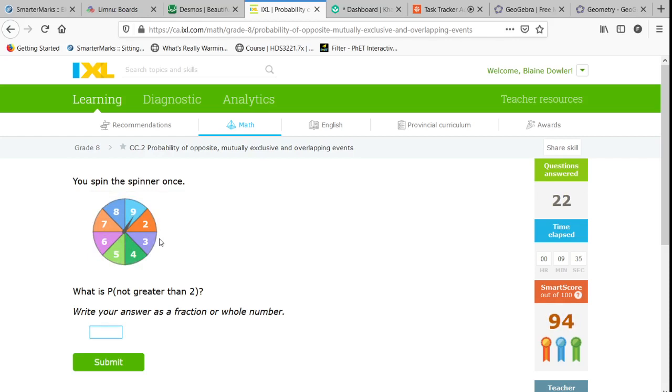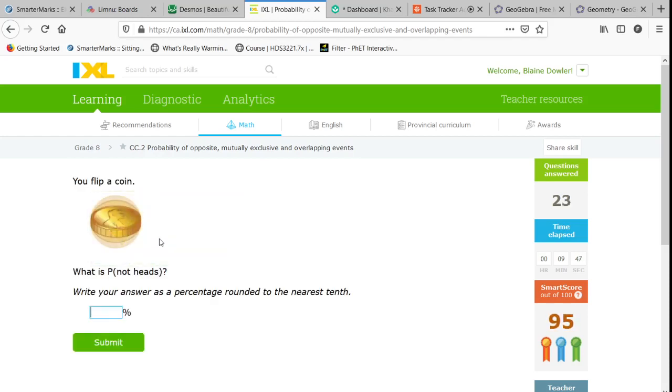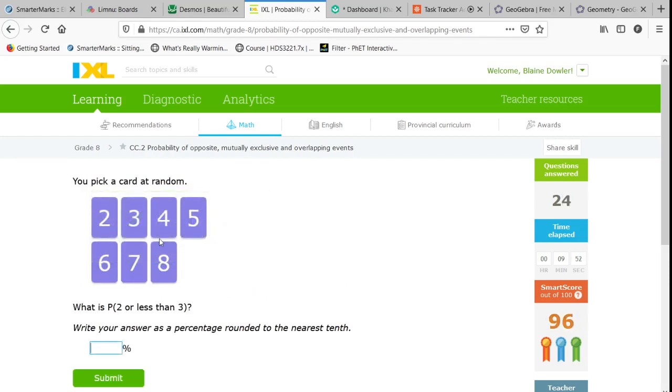What's the probability that it is not greater than 2? That means you get exactly 2, which is 1 of the 8 options. Probability that it's not heads means it's tails. That's 50%. If it's 2 or less than 3, well, that's still 2. So that's 1 out of 7, which I believe is 14.6 or 14.7%. 14.3%. I was misremembering the number.